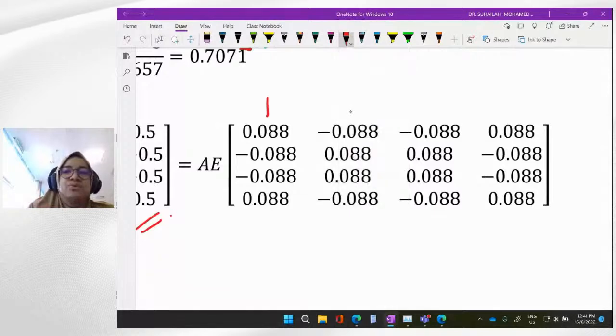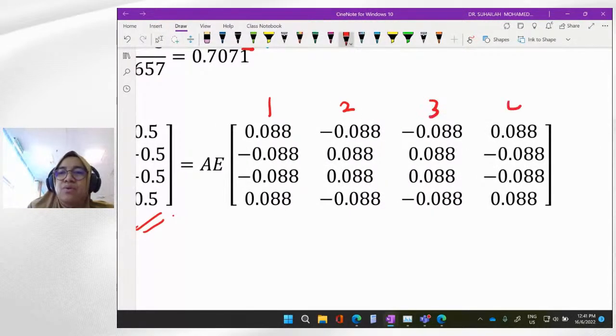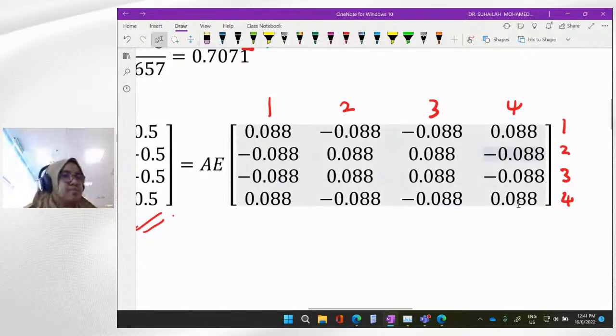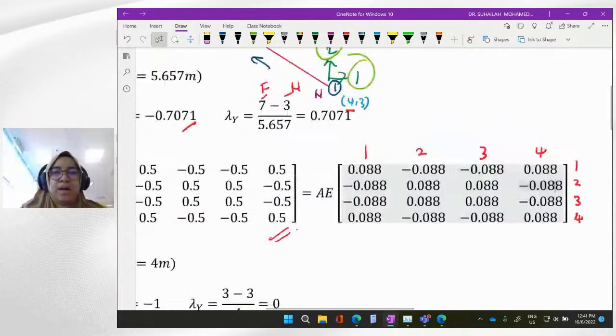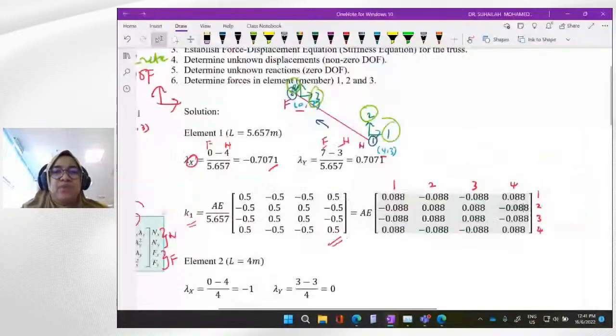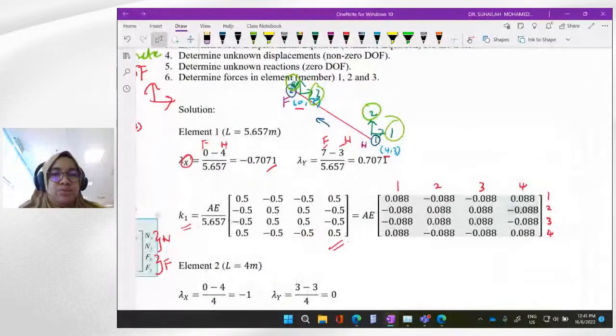We label them 1, 2, 3, 4. That is very, very important. Please try to understand this first before we move to element number 2.